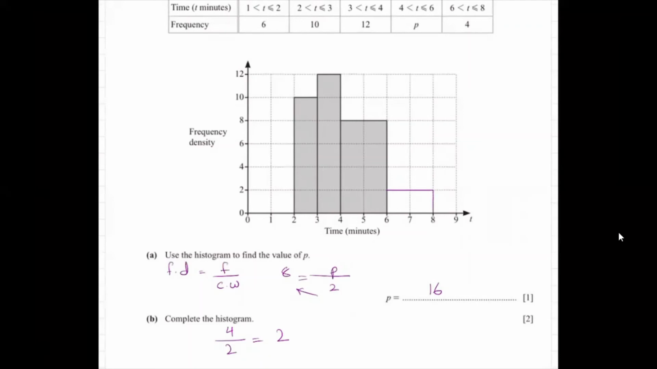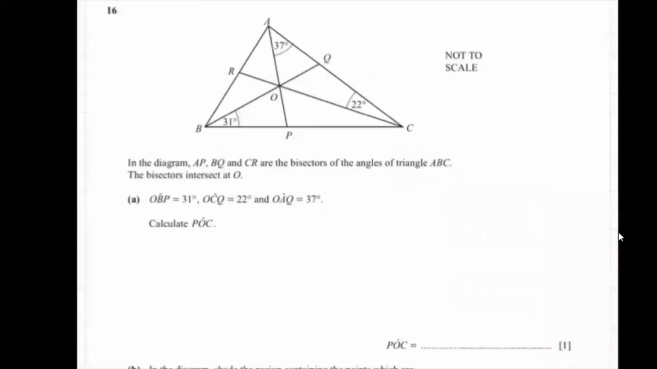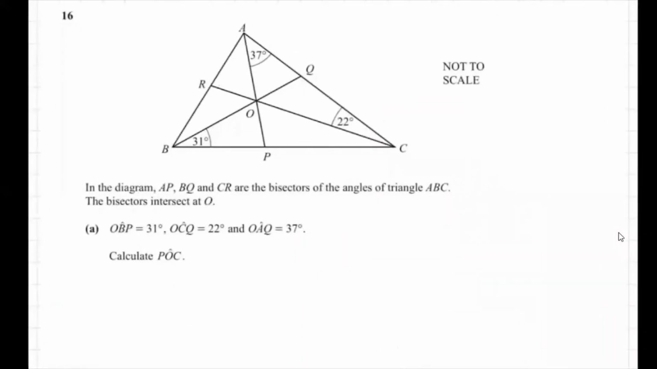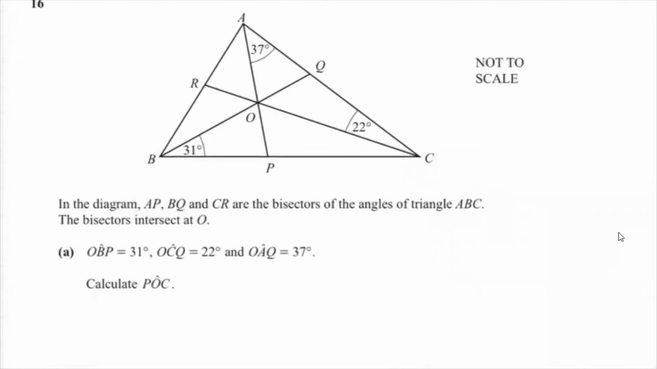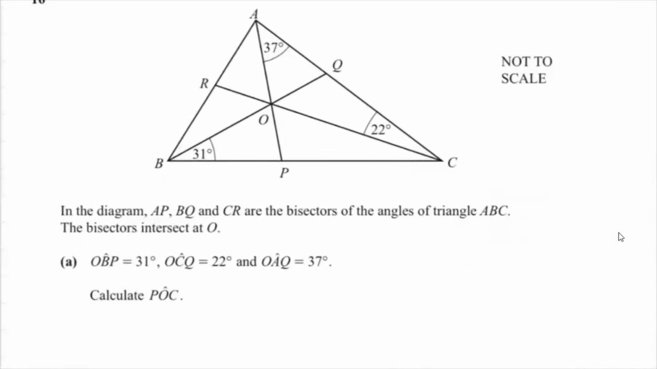All right. The next question is, in the diagram, AP, BQ, and CR are the bisectors of the angles of a triangle ABC. What is a bisector? A bisector is when you're dividing the angle into exactly 2 halves. So if, for example, this is being divided, that means you have 31 here, 31 here. Okay, so you have 37 and 37, 22 and 22. The question is saying calculate POC. POC is over here. This is the angle that you have to calculate.